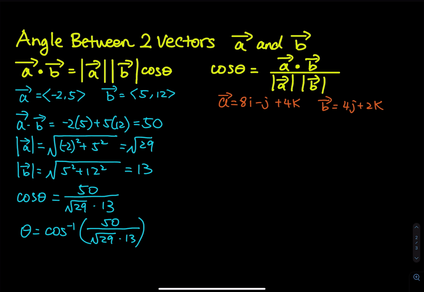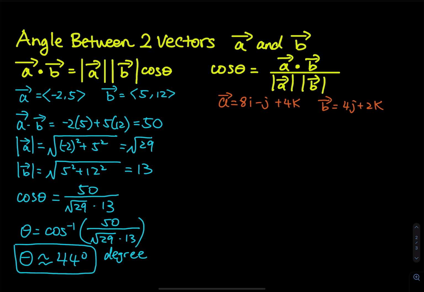Since they are asking for degrees, you will have to use degree mode. This time I will just use the nearest integer. So this one is equal to 44 degrees. In order to get the degree, you have to select degree mode on your calculator. For a graphing calculator, where do you find the degree mode? You have to click the mode key.